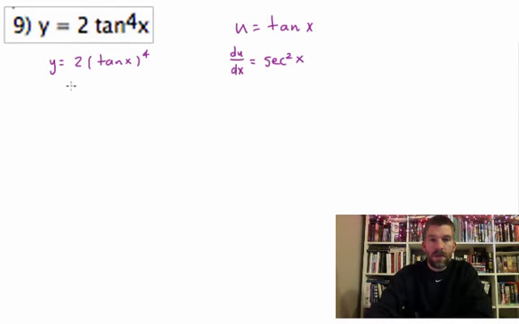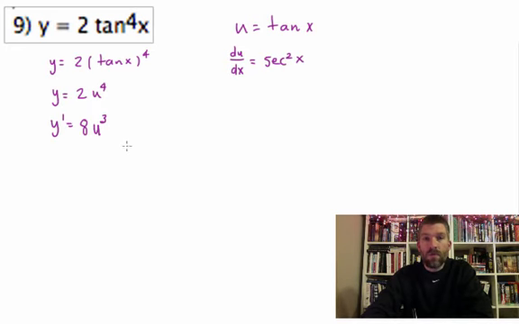But here's the deal. If I let u equal tan x, then basically what I've got is y equals 2 times u to the fourth. Now, that's a heck of a lot easier to take the derivative of than this mess up here. And how does that work? Well, I take the derivative, y prime equals derivative of u. Well, anytime I got something to the fourth power, I take the power, multiply it with the number in front, and subtract 1 from that power. So I've got 8u cubed.